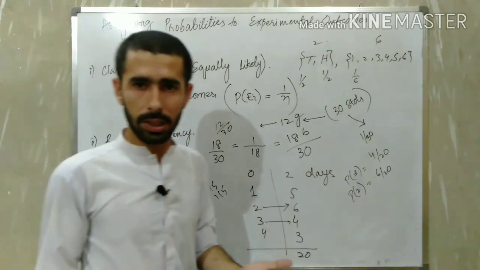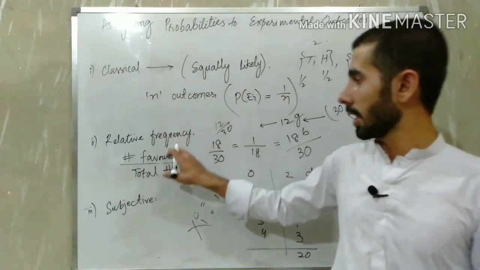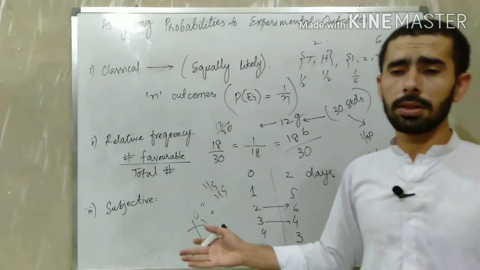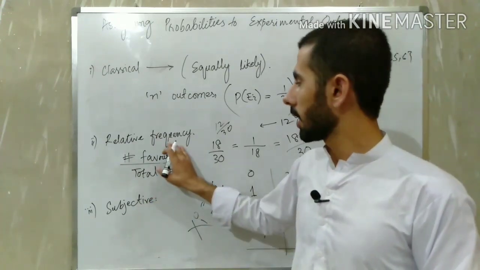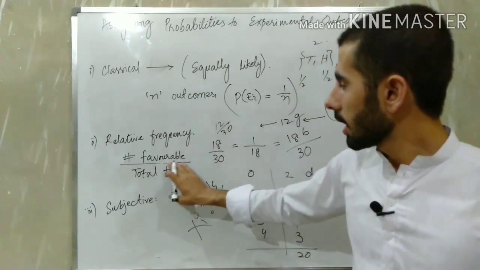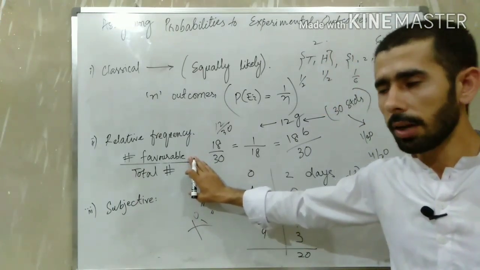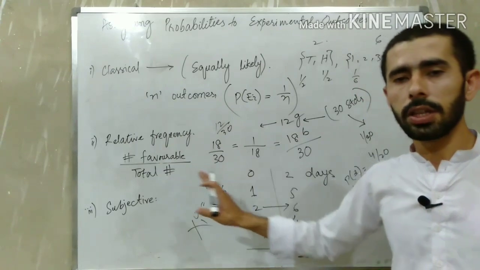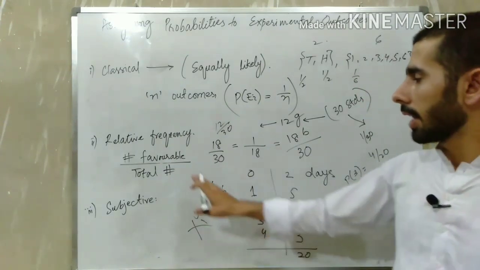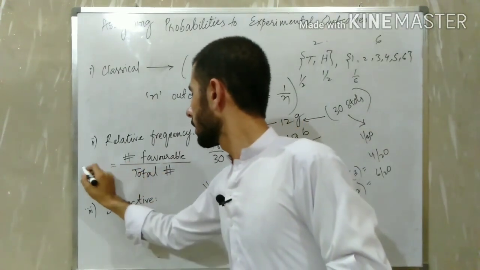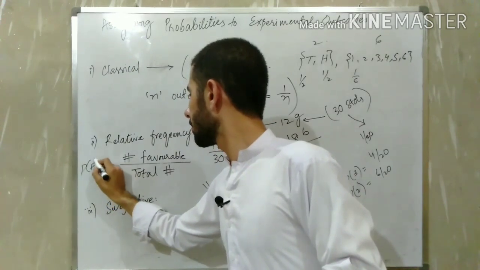This is the thing that we already did when we were learning the relative frequency. So it simply says: divide the frequency of your favorable outcome by the total frequency of the outcomes that you have, and that's the probability of that favorable outcome.